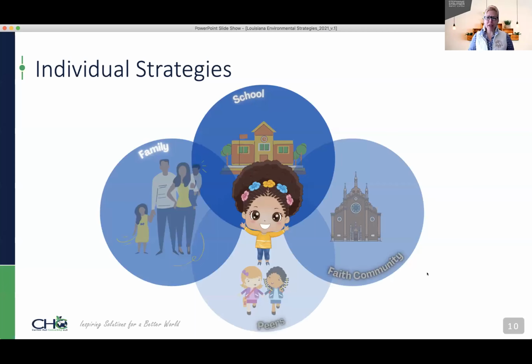And so when we think about the difference between strategies, we have, as you all probably are aware, different levels of strategy. We have strategies at the individual level, and these strategies affect a person or could be multiple people, but we're working toward that individual, whether it be in their school environment, within their faith community, among their peers, or even within their family. There are strategies that we can do to reach the individual. But here's the thing.